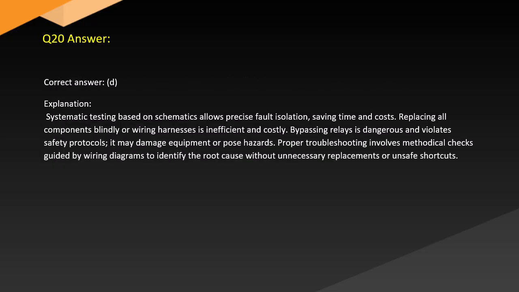Answer. Correct answer, D. Explanation. Systematic testing based on schematics allows precise fault isolation, saving time and costs. Replacing all components blindly or wiring harnesses is inefficient and costly. Bypassing relays is dangerous and violates safety protocols. It may damage equipment or pose hazards. Proper troubleshooting involves methodical checks guided by wiring diagrams to identify the root cause without unnecessary replacements or unsafe shortcuts.